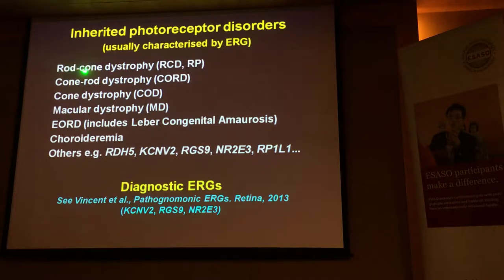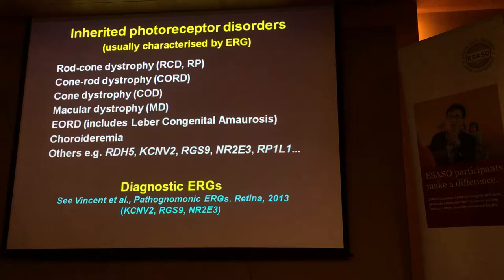So you'll be familiar with rod cone dystrophy, or retinitis pigmentosa. That's the most common of the inherited generalized photoreceptor dystrophies. But then you've got the cone rod dystrophies, cone dystrophy, the macular dystrophy. And when I say macular dystrophy and cone dystrophy, what's the difference? Well, a macular dystrophy affects the macula and the macula only.